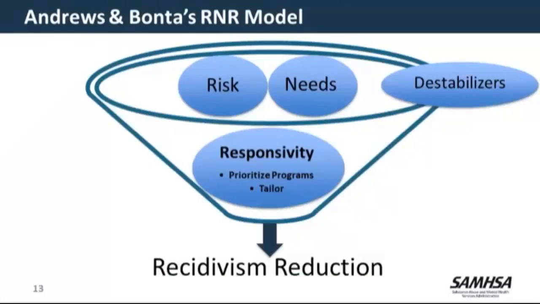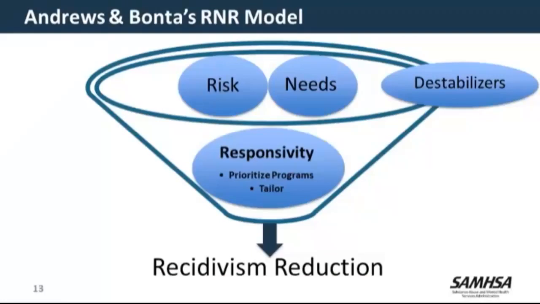The risk needs responsivity model was actually formulated in Canada by Don Andrews and Jim Bonta. Their model was essentially that if we know the risk level of clients and if we know the needs that affect their criminal behavior, and we provide them with responsive programming, either programs that are prioritized to include social learning models, cognitive behavior models, and tailoring that to the individual, we can actually reduce recidivism.